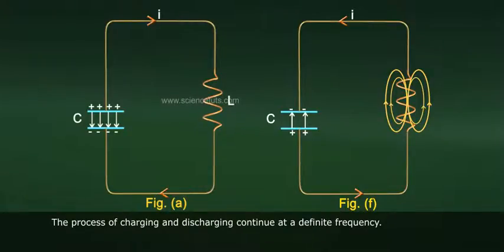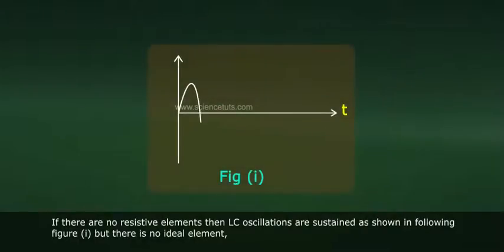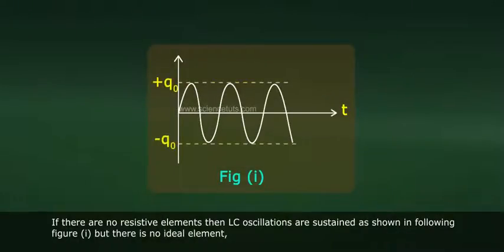The process of charging and discharging continues at a definite frequency. The energy is shuttled back and forth between the electric field in the capacitor and the magnetic field in the inductor. If there are no resistive elements, then LC oscillations are sustained, as shown in the following figure 1.